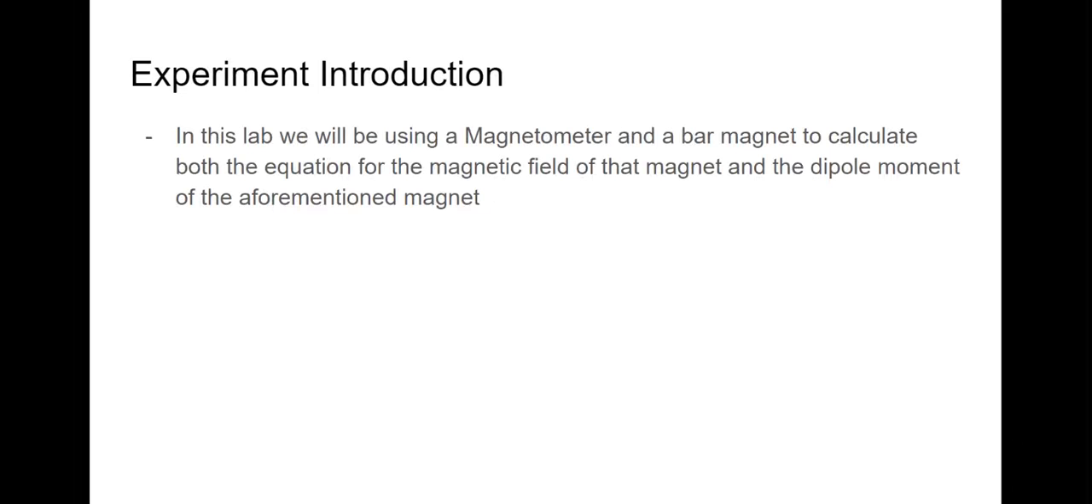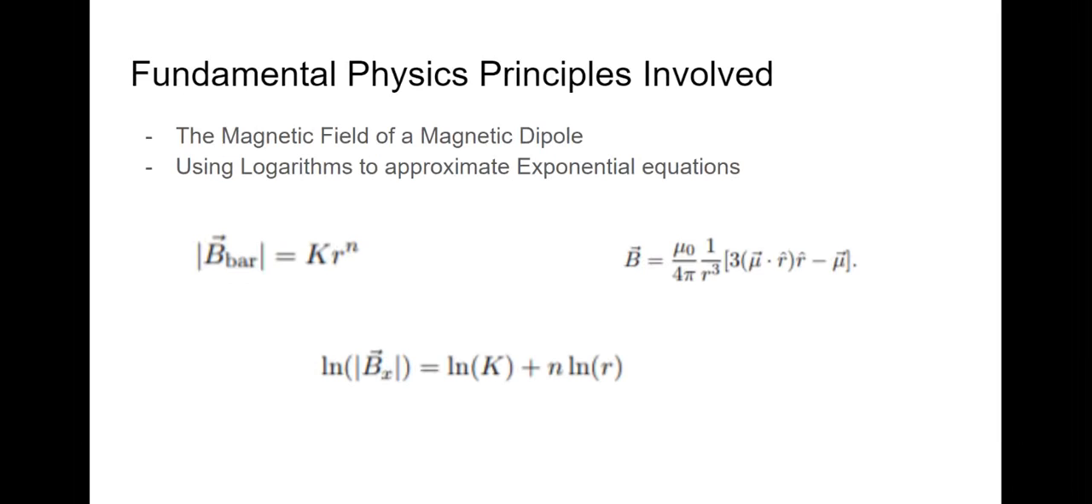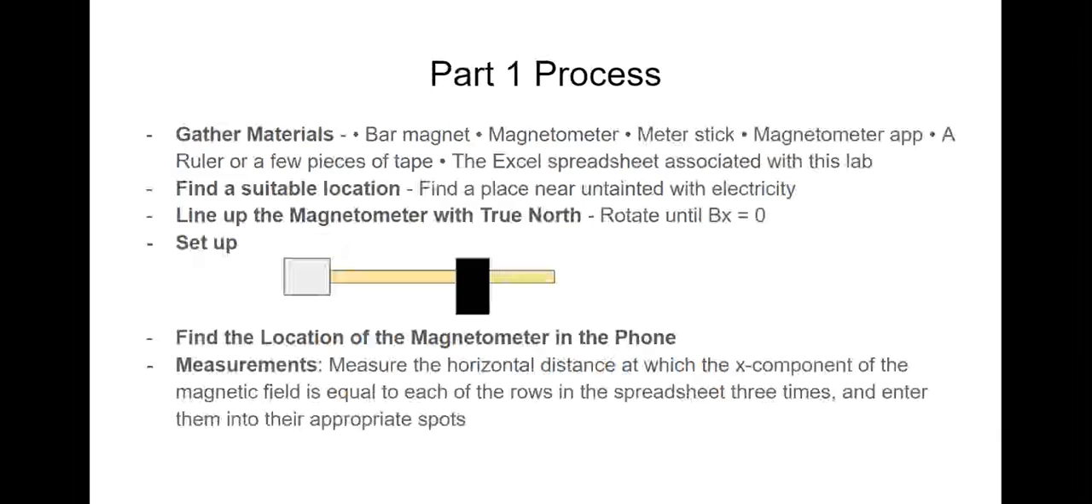So in this lab, we will be using a magnetometer and a bar magnet to calculate both the equation for the magnetic field of that magnet and the dipole moment of the aforementioned magnet. We will do this using a few fundamental physics principles. Firstly, we will use the magnetic field of a magnetic dipole formula, as shown in the top right. And then we'll use the properties of logarithms to approximate exponential equations, as shown in the bottom.